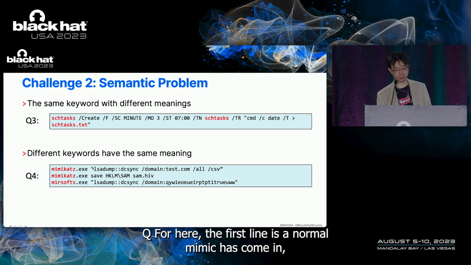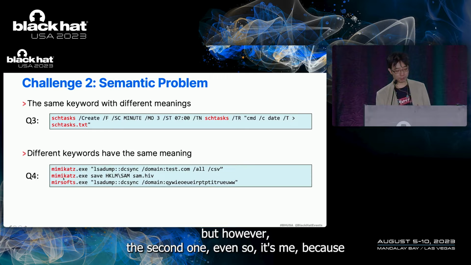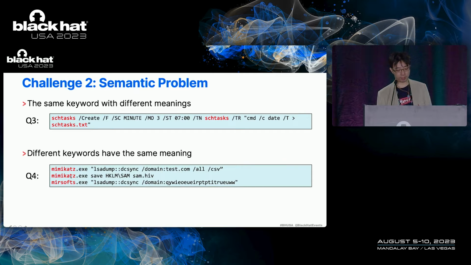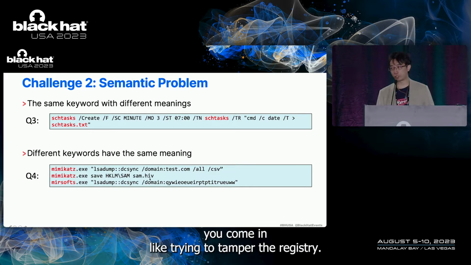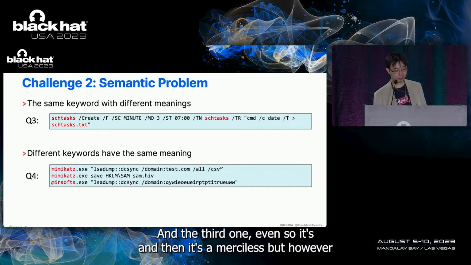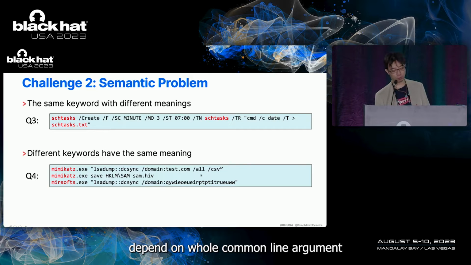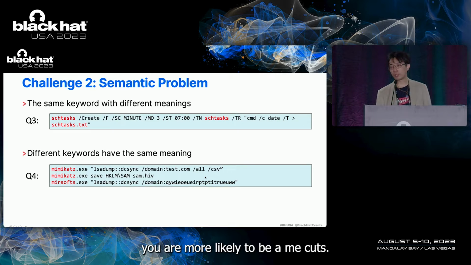The first line is a normal mimikatz command. However, the second one, even though it's mimikatz, if we observe the whole command line, it's more like an RG command, trying to dump the directory. And the third one, even though its name is a Microsoft name, depending on the whole command line argument, it is more likely to be a mimikatz.